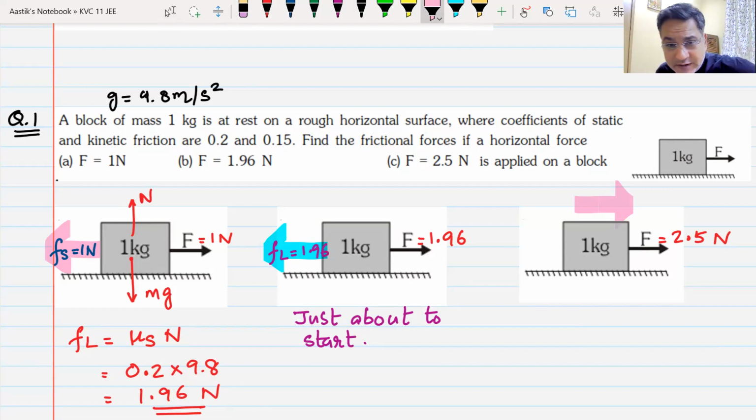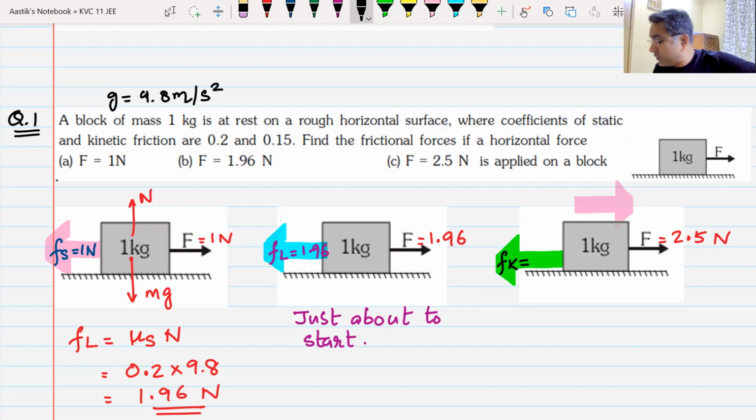No one can stop it. But the friction will still be there. The friction would be kinetic in nature and it would be in the backward direction. What would be the value of this kinetic friction? Can anyone tell me? It is the simpler friction.